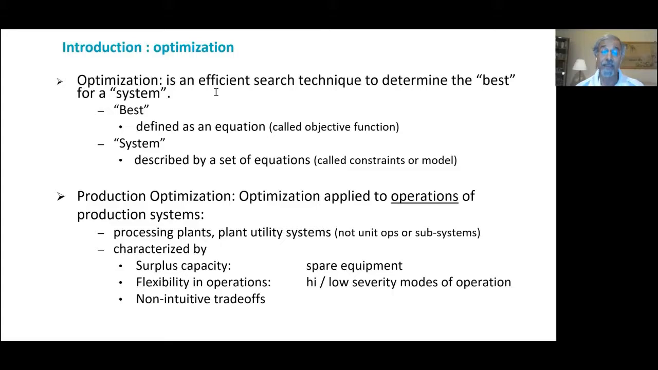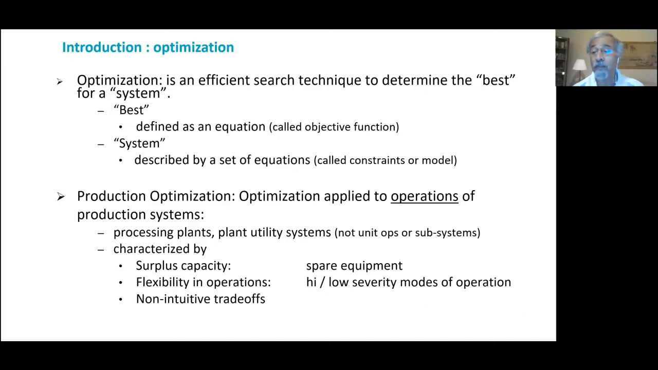There's flexibility in operation. The same equipment could be operated in different modes of operation, such as high and low severity for a reactor. And there are non-intuitive trade-offs. These may not be obvious to the operating staff, but the optimizer will search through and find the very best.